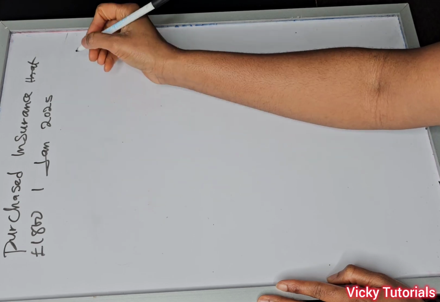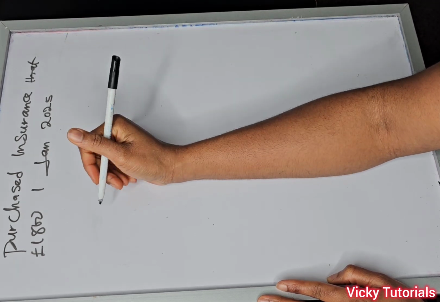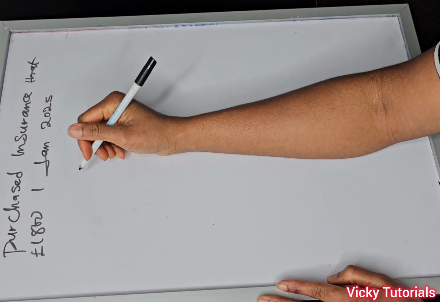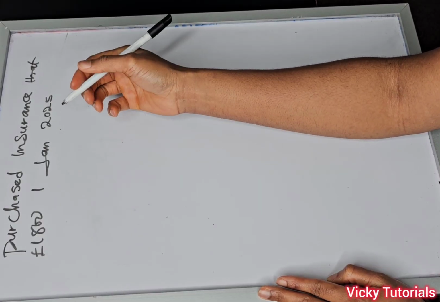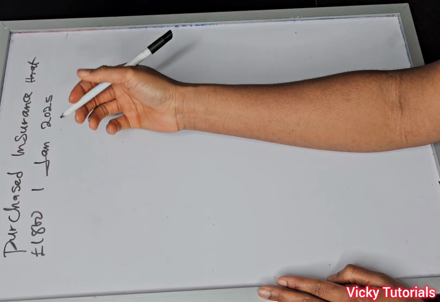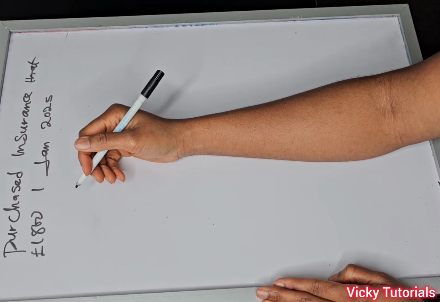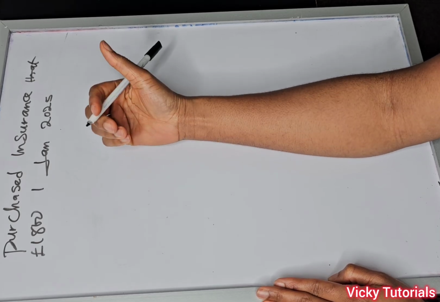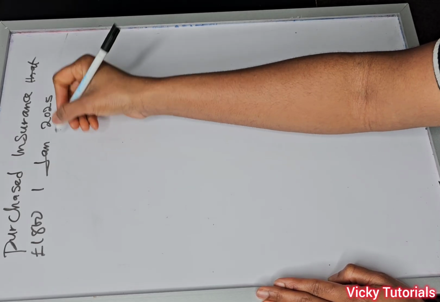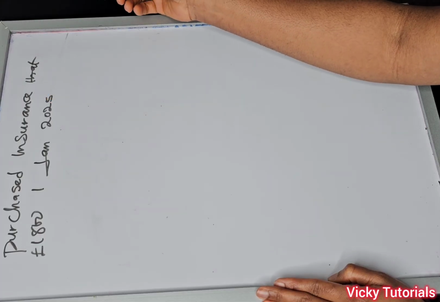So how do we account for this on the 1st of January that we purchased this insurance? We already established that prepayment is an asset. It is not yet an expense, although we have paid that amount, okay? Still, it is not an expense yet. It is said to be an asset. So prepayment is an asset. So on the 1st of January, we have to account for this because it has left the business bank account.